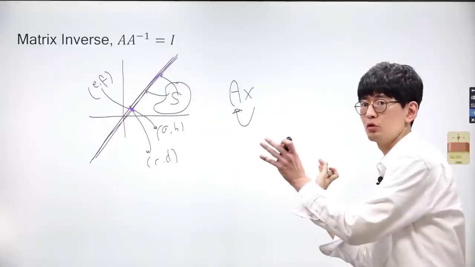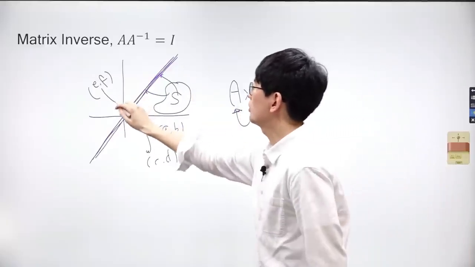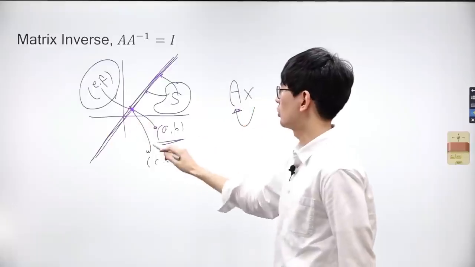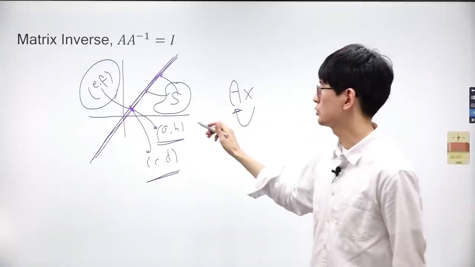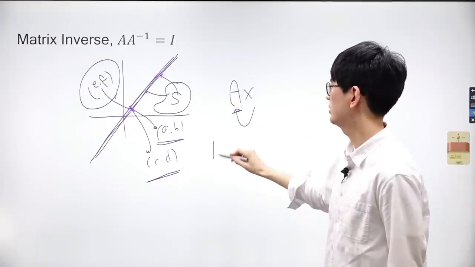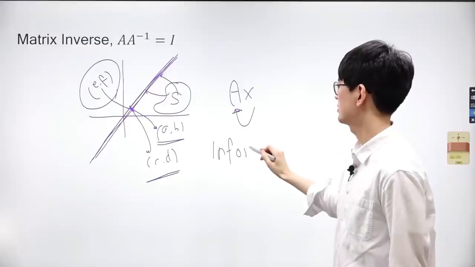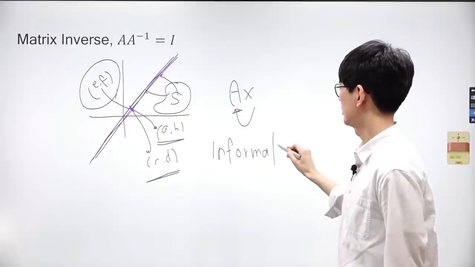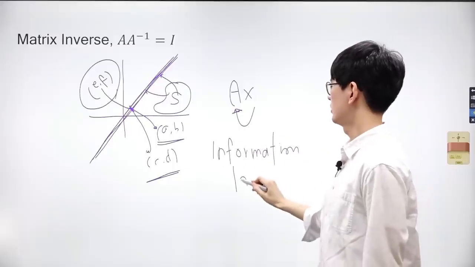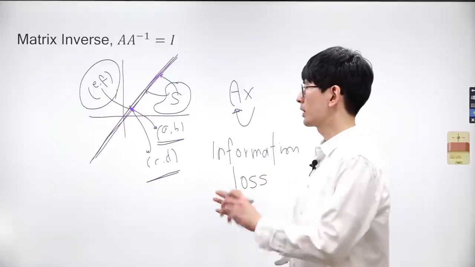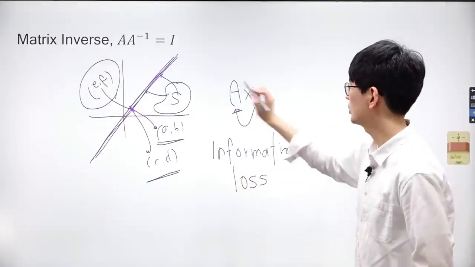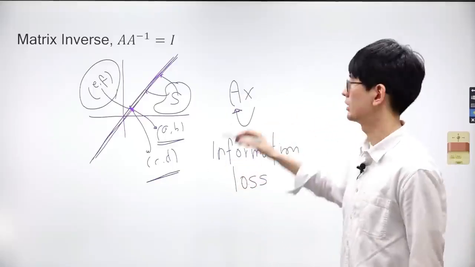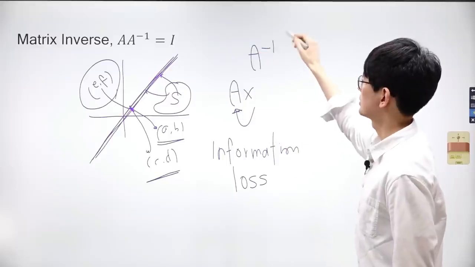However, to restore the transformed space back to the original space, we lose track of where the original coordinates (E, F) came from. This loss of information is referred to as information loss. Because of this information loss, we cannot restore the space back to its original space. Consequently, in this case, the inverse of matrix A does not exist.